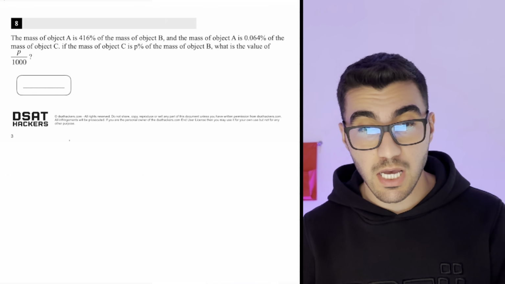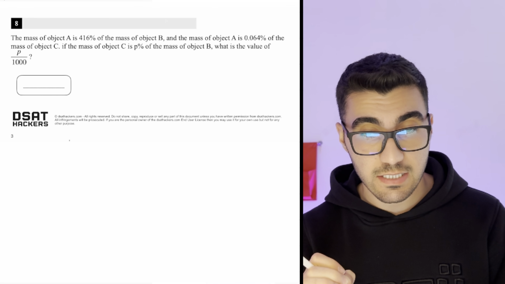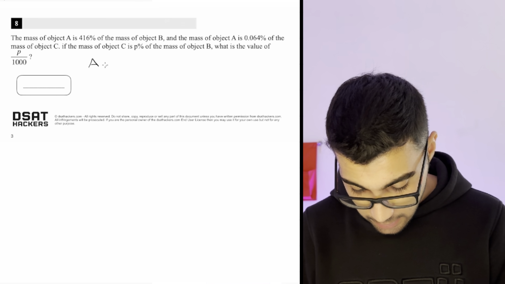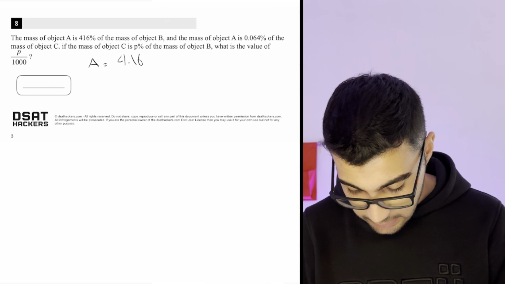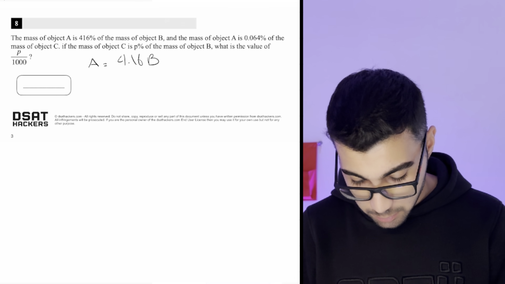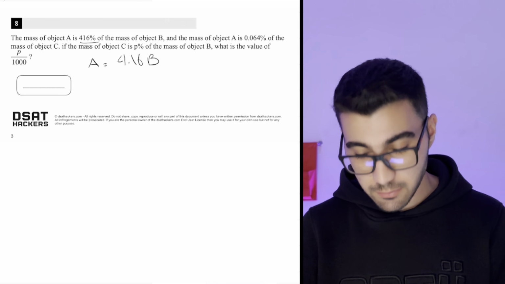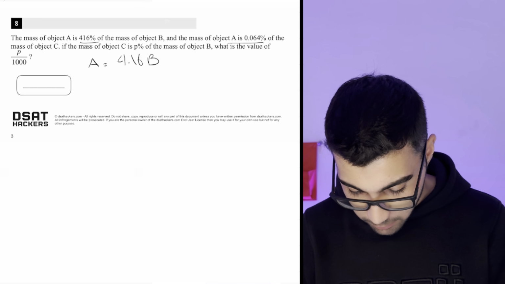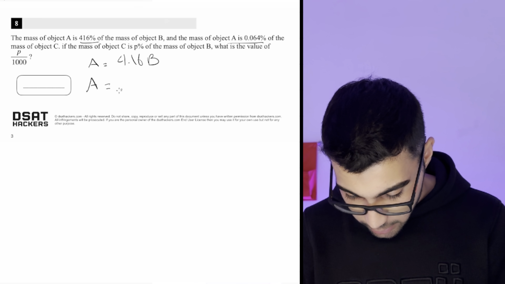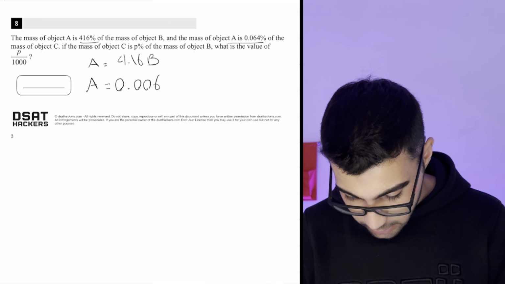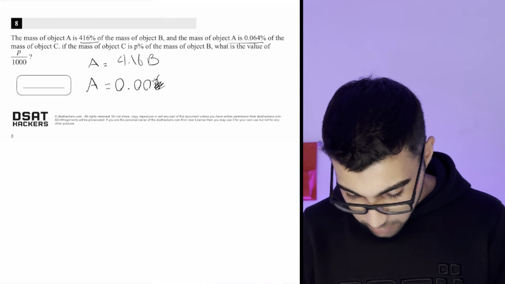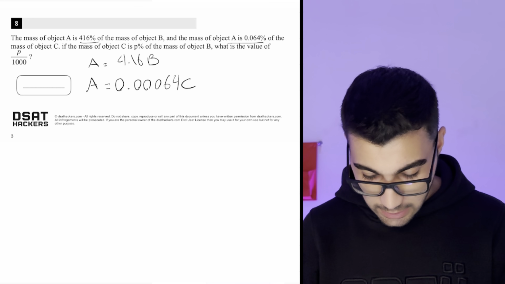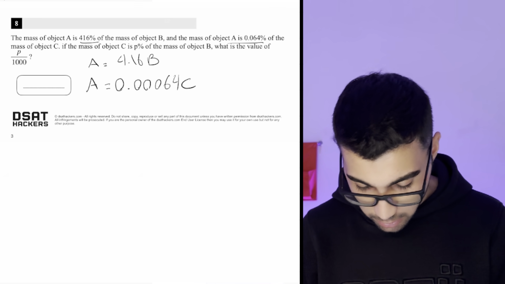Alright, a percent question now. The mass of object A is 416% of the mass of object B. Let's translate that. A equals 4.16 B. So I converted the percent into decimal by dividing by 100. And the mass of object A is this many percent of mass of object C. So A equals 0.0064 C. So again, I converted into decimal by dividing by 100.